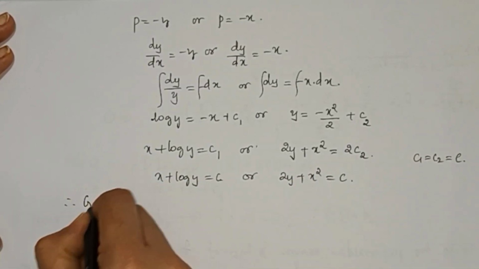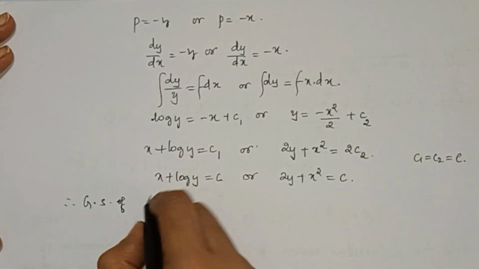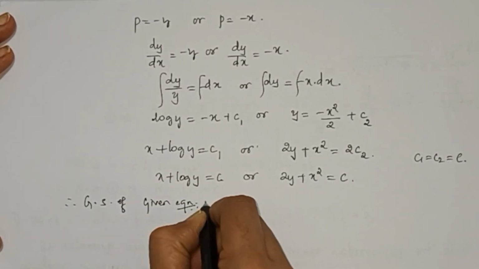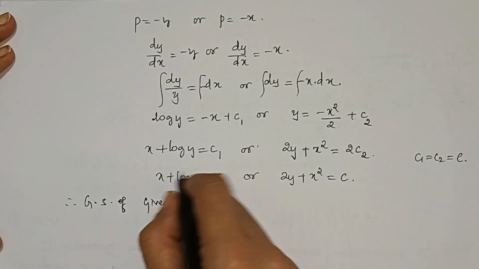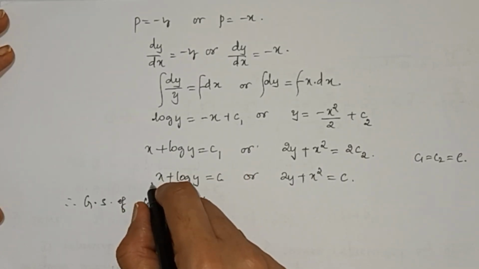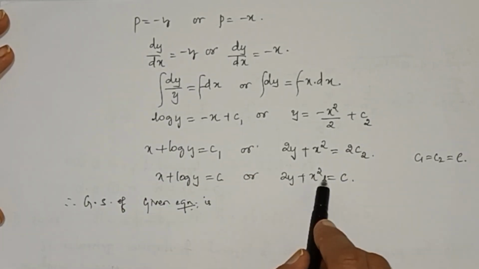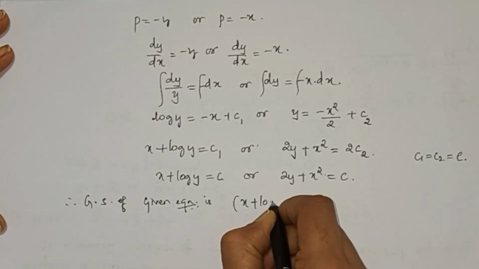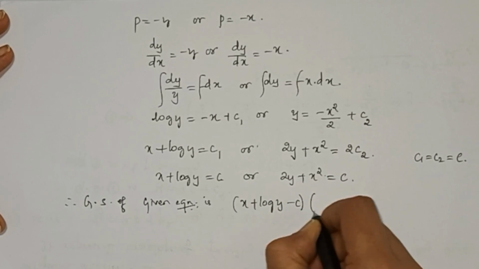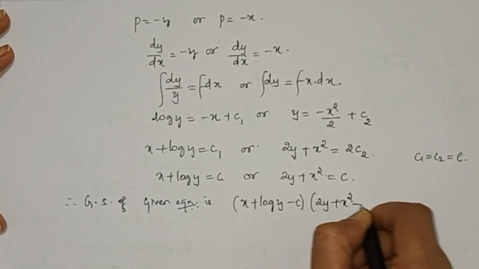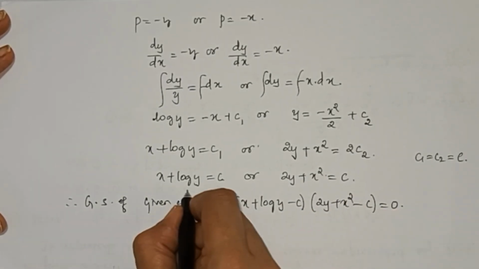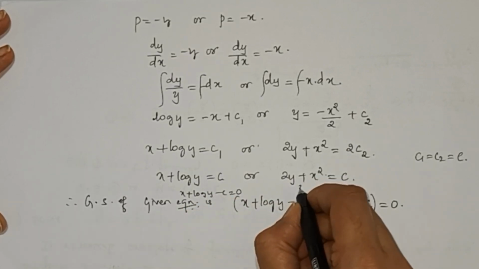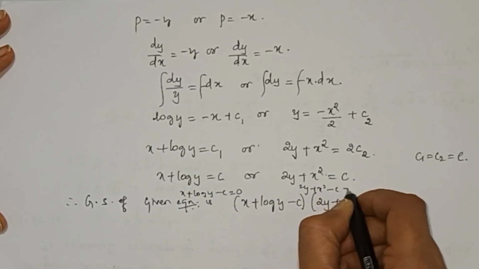Therefore, general solution of given equation is obtained by writing it as the product of these two individual solutions, that is x plus log of y minus c into 2y plus x square minus c equal to 0, because I can write this as x plus log y minus c equal to 0, and this as 2y plus x square minus c equal to 0.